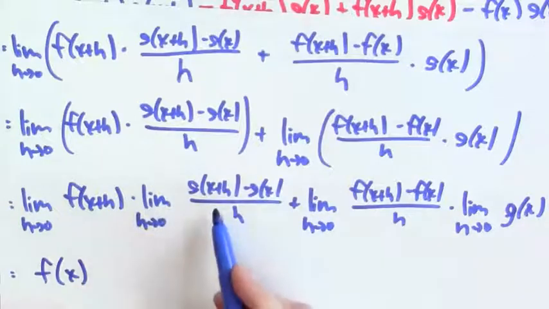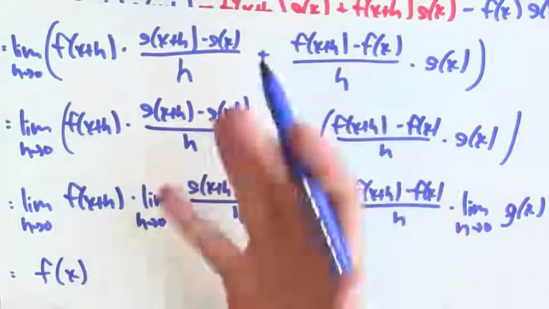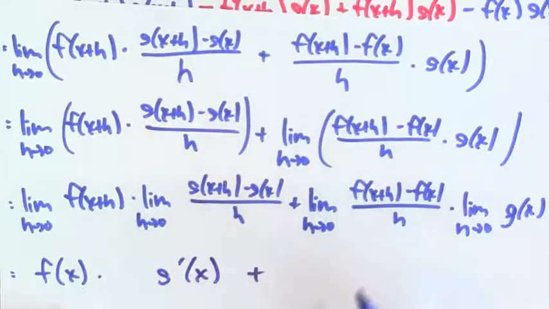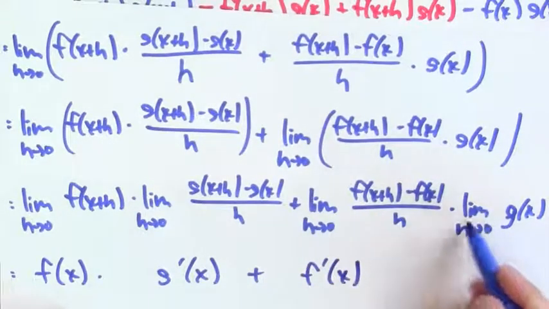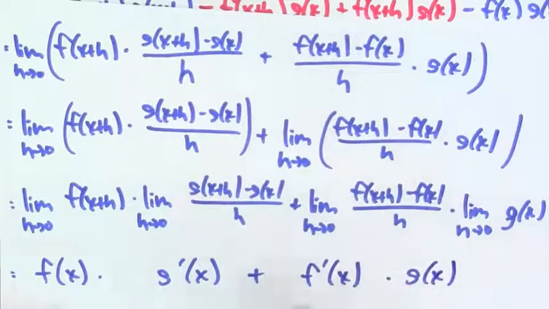What's this thing here? Well, this is the limit of the thing that calculates the derivative of g. And g is differentiable by assumption. So this is the derivative of g at x. Plus, what's this limit? This is the limit that calculates the derivative of f. And f is differentiable by assumption, so that's f prime of x. This is the limit of g of x as h goes to 0. This is the limit of a constant. Wiggling h doesn't affect this at all, so that's just g of x. And look at what we've calculated here. The limit that calculates the derivative of the product is f of x times g prime of x plus f prime of x times g. That is the product rule.